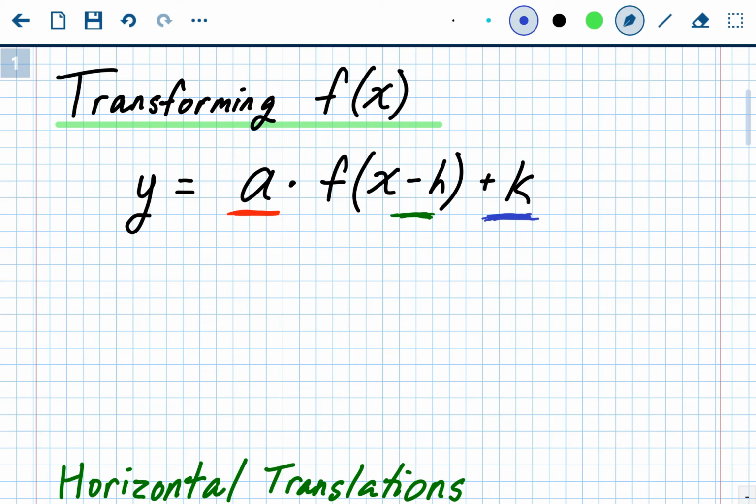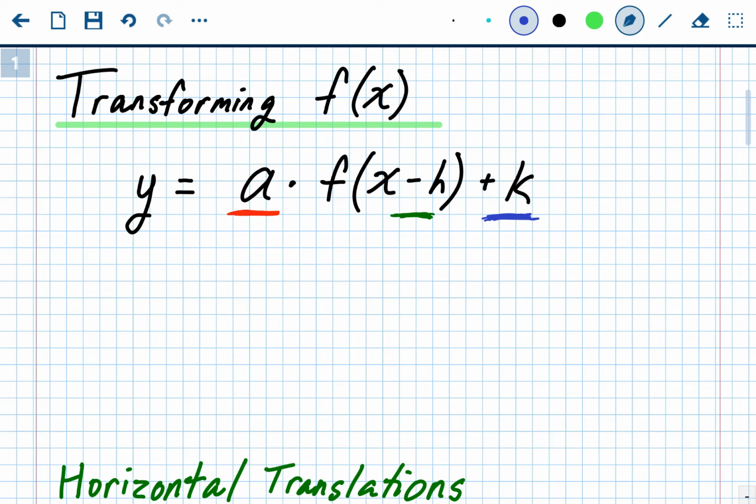Now this form should look a little familiar. It should look like vertex form of a quadratic. It has the same variables, the a, the h, and the k. The only difference is that this is just for a generic function f of x rather than that x squared function for a quadratic. So instead of f of x minus h, if it said x minus h squared, that would make it a quadratic, and it would be in vertex form. But again, this will work for any of those parent functions we talked about before.